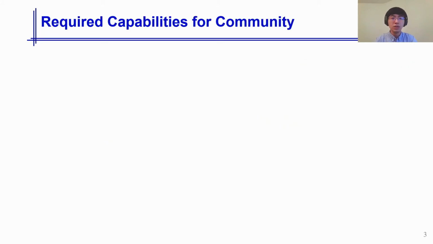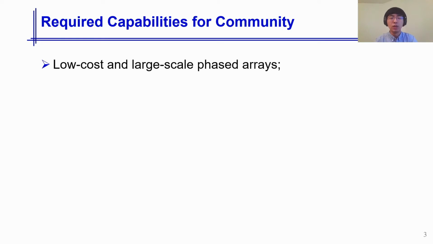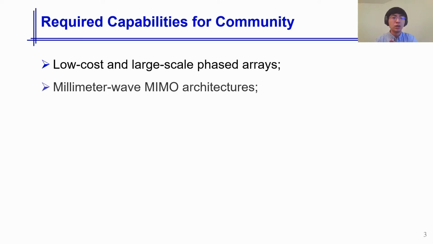To conduct research on mmWave massive MIMO, we believe a programmable experimental platform with the following critical capabilities is needed. First, it should be equipped with low-cost and large phased arrays, which represent the key features of mmWave radios. Second, it should support the mmWave MIMO architectures to be used in 5G NR and 802.11ay.